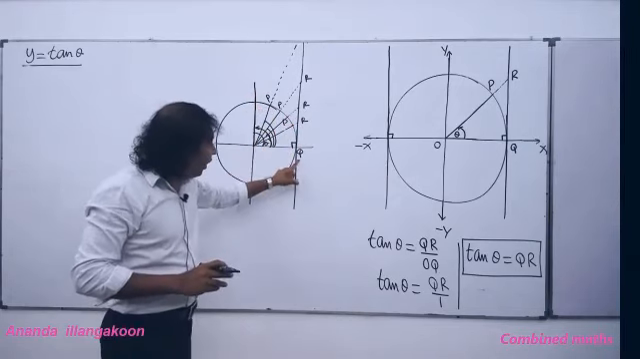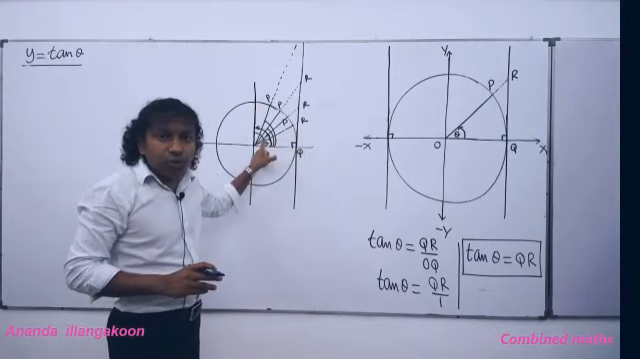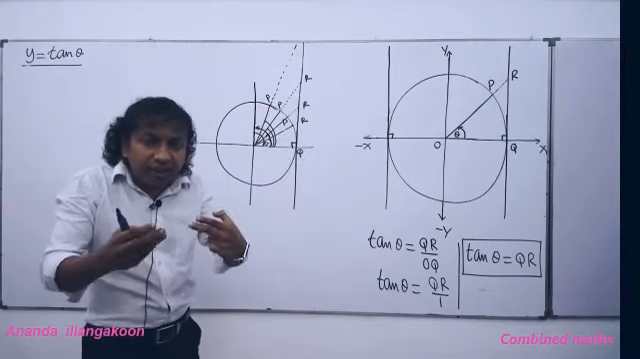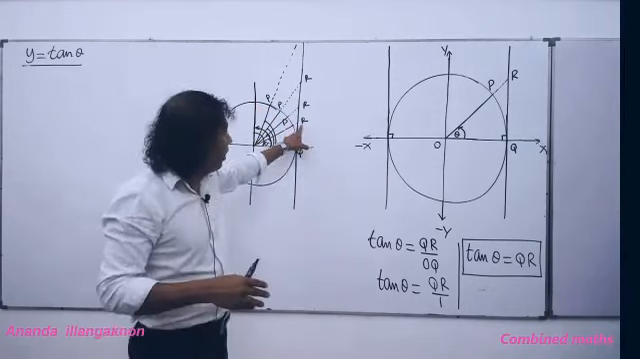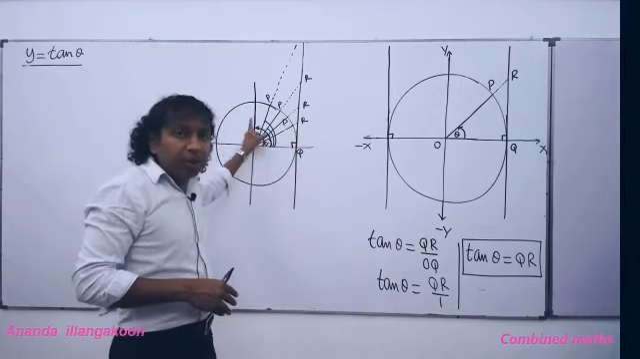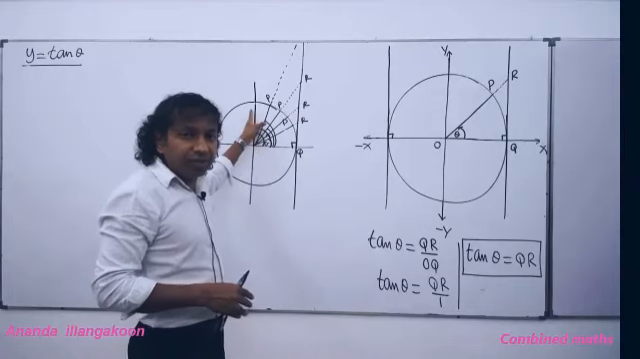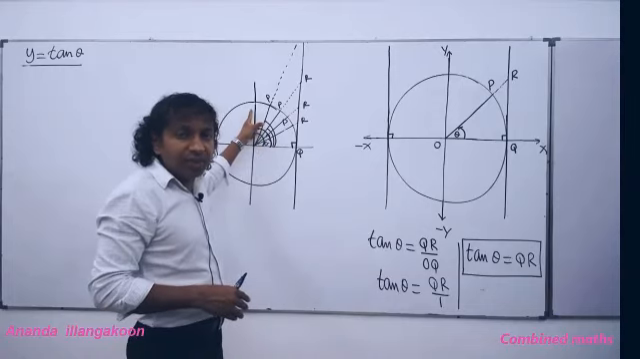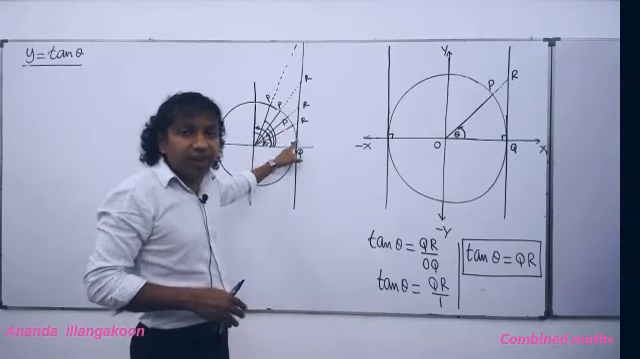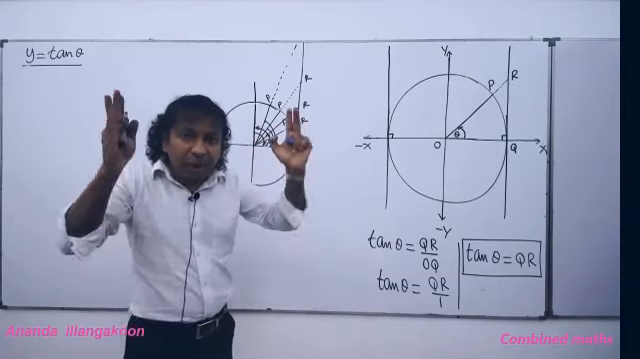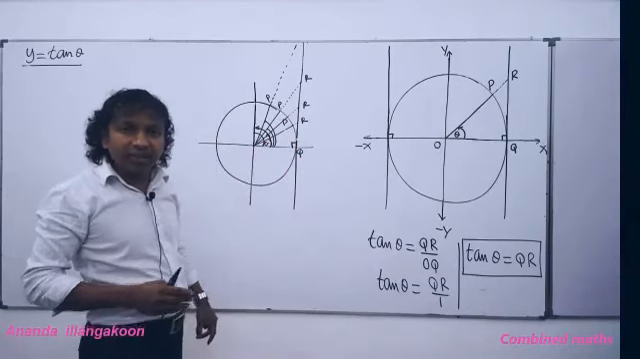When this OP and this tangent meet, the point where they meet is the point R. Now when this OP comes onto the y axis, theta 90, when OP is on the y axis, can somebody tell me where this OP and this tangent meet? Now they are parallel lines.